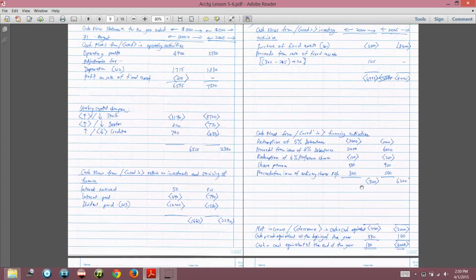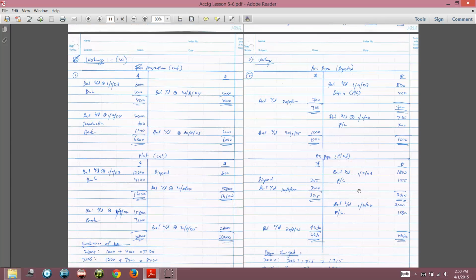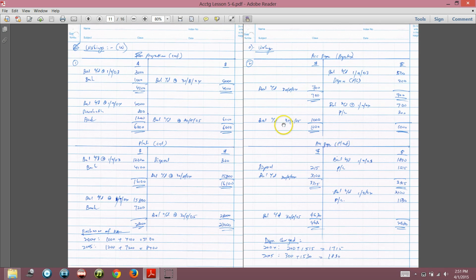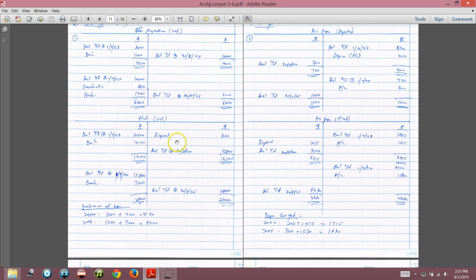Okay, so under additional information, number 1, it says that in the year to August 2004, plant that cost 300 was sold at a profit of 20,000. Accumulated depreciation was 215. So the cost that was sold is 300. So that means for the plant, the 300 has gone out.